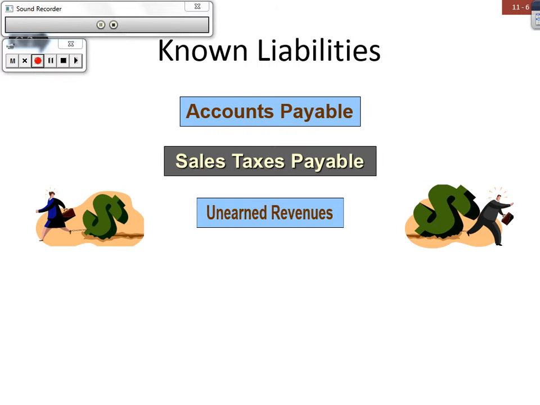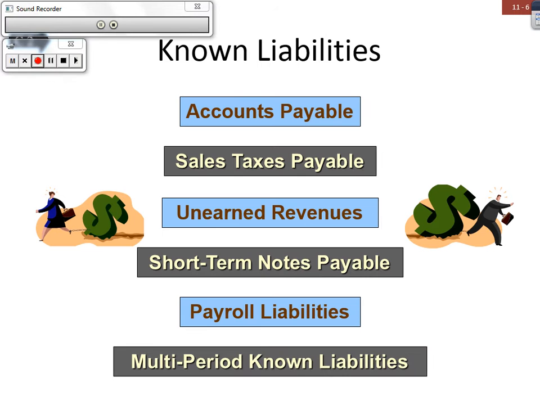Good. So, known liabilities. Some of these you've heard of, some of them you have not. Accounts payable, that's one that you should have known from Financial Accounting 1, right? Even possibly sales tax payable. Unearned revenues, I'm not sure if you heard about that, but just in case you have not, unearned revenues are basically when you receive cash up front for something that you have not performed as of yet, but you plan to perform in the future.